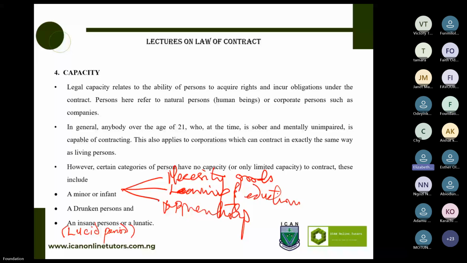So a madman, you are not aware the person is mad. He's in his lucid period. Lucid period is that time that they are okay, their senses are fine, perfect. So he entered into a contract with someone. I'm asking, is that contract valid? If yes, why? Is that contract not valid? If no, why?